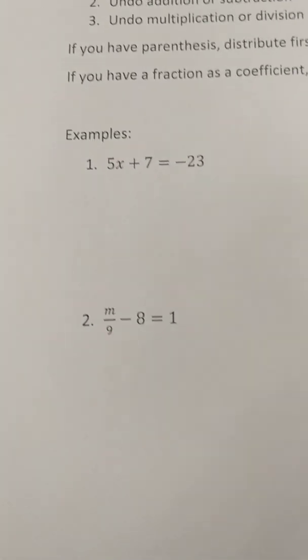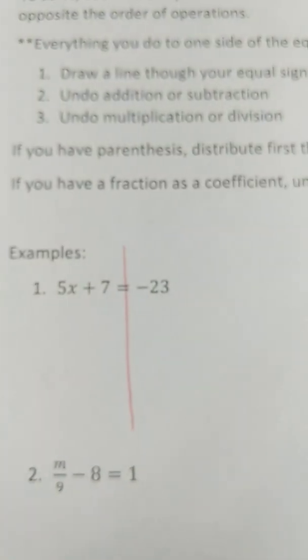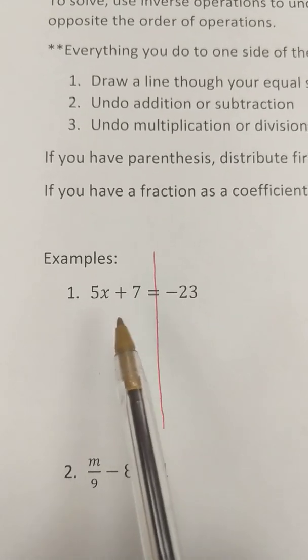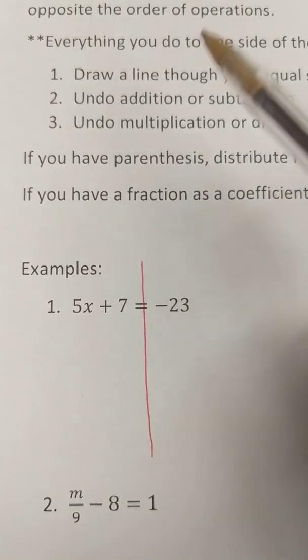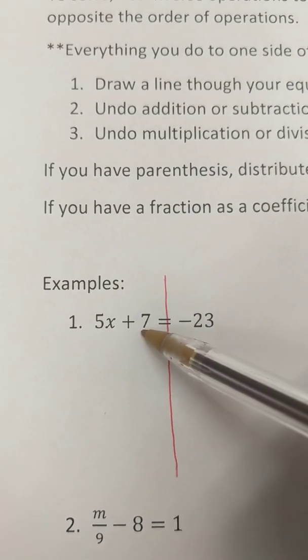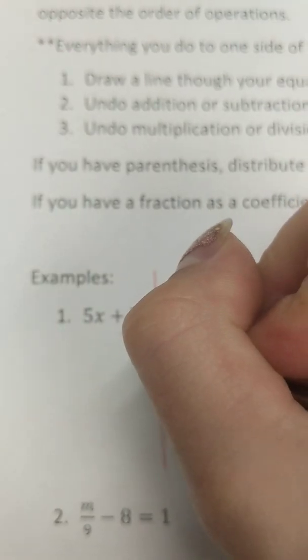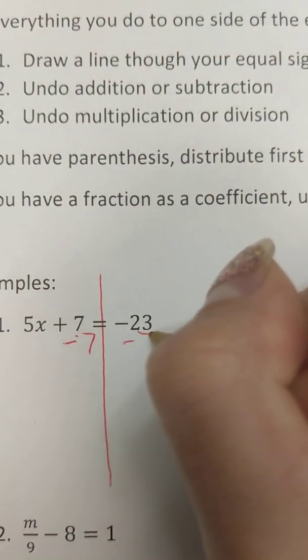Example number 1. Start by drawing the line. Remember, that shows you your two sides. So everything you do to one side, you're going to do to the other. I'm going to start in reverse, which means I'm going to deal with any addition or subtraction. So since I have addition, I'm going to subtract 7. And I'm going to subtract 7 from both sides.